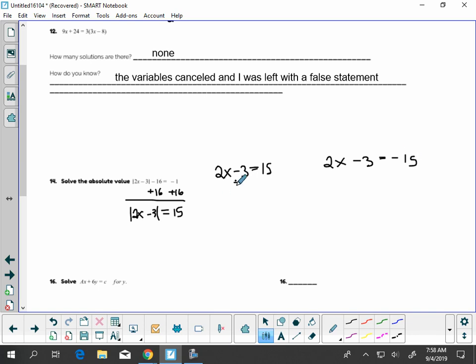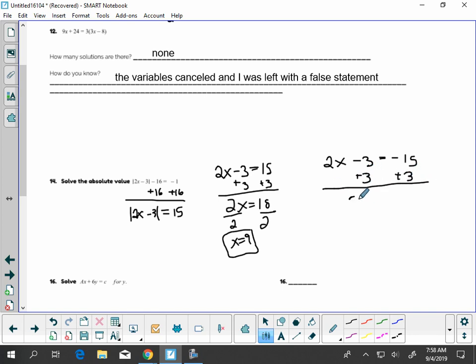Add 3 to both sides. Divide by 2. I got x equals 9 as one of my solutions. Do the same thing here. And I'm going to get negative 6.